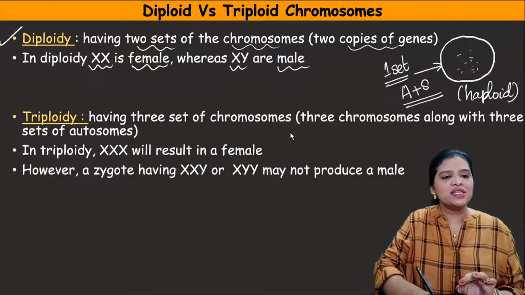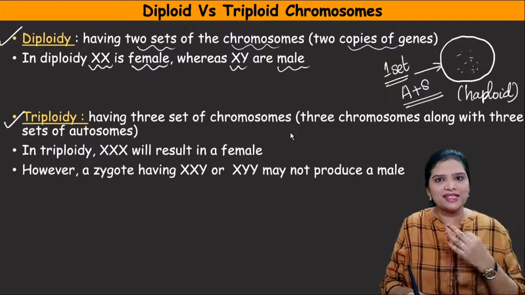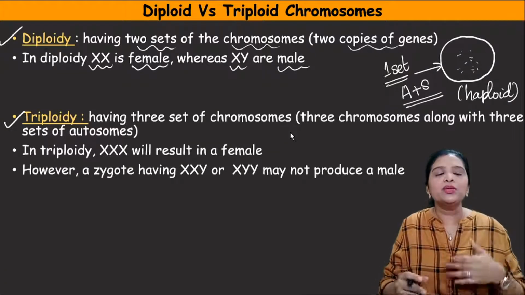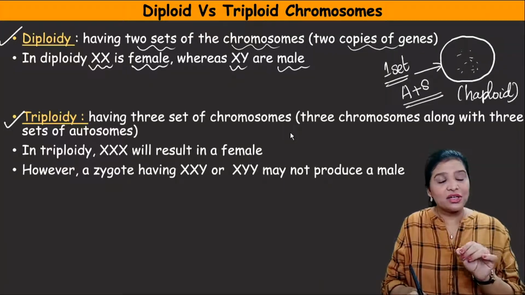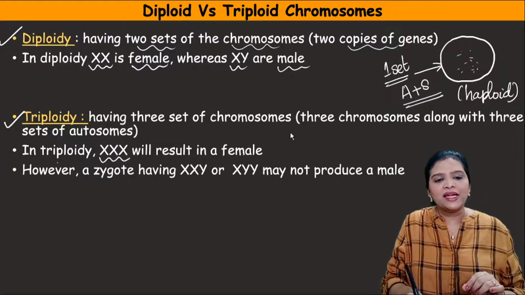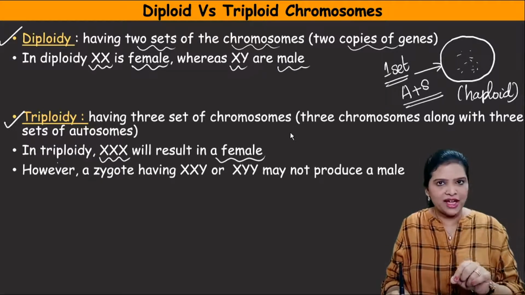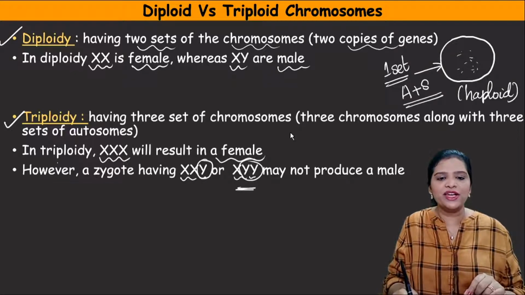In some conditions, it will be triploidy. What is triploidy? Triploidy means having 3 sets of chromosomes, that means 1 set of chromosomes is extra. It would have come either from the father or from the mother. In such a condition, what will be the sex chromosome status? In triploidy, if there is triple X, XXX, it will result in a female fruit fly. Whereas if the zygote has XXY or XYY, look here, one Y or double Y, this is also triploidy.